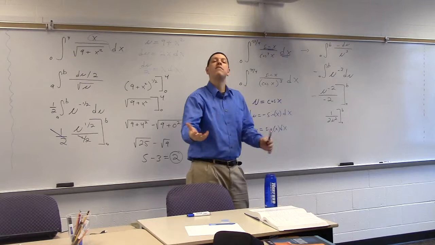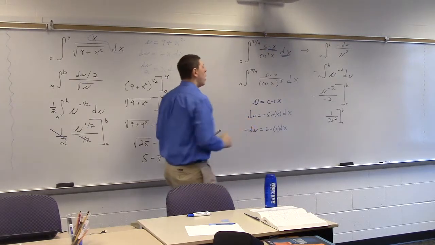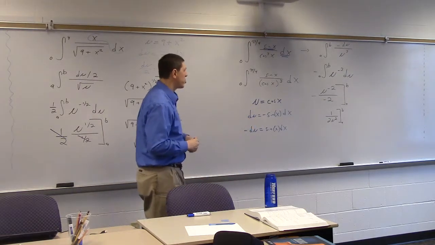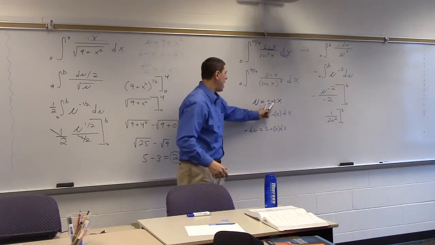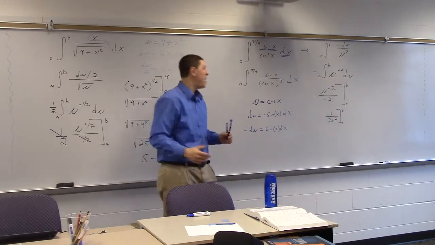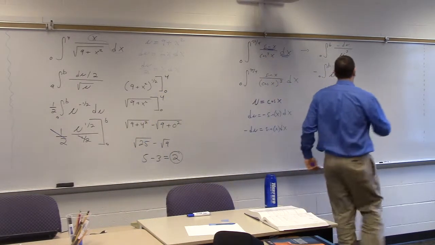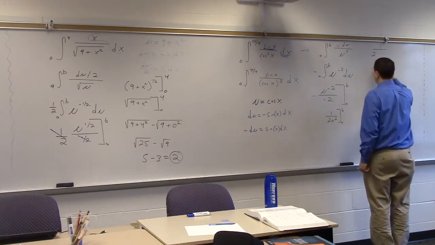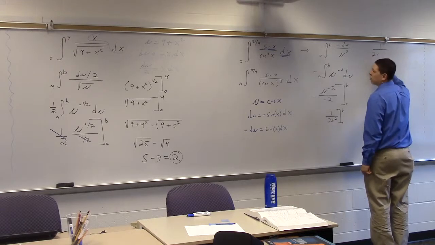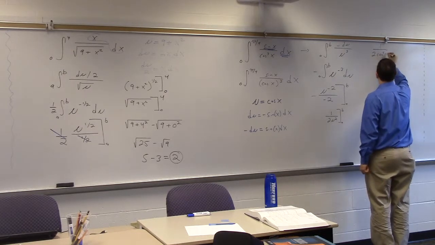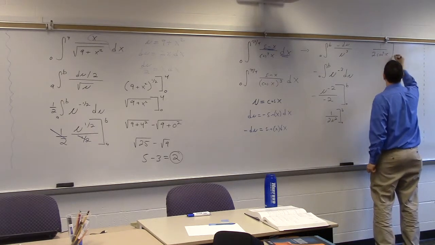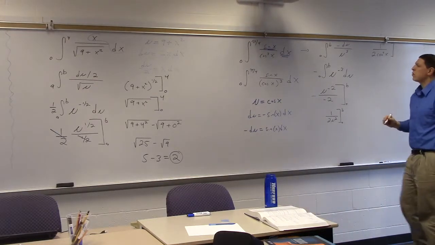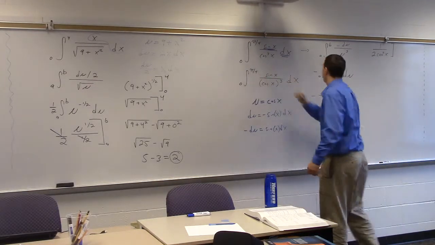Or, instead of in terms of u, we can go ahead and write it in terms of x. Remember that cos x was equal to u. So now what I end up with is 1 over 2 cos squared of x, and that's now going to range from 0 to pi fourths.